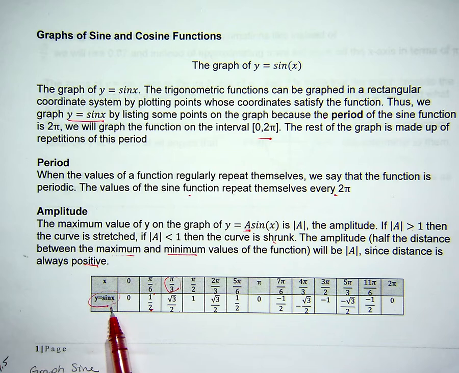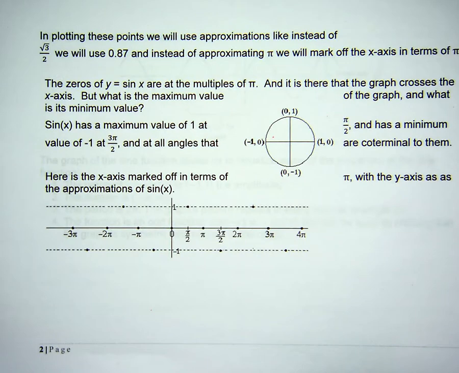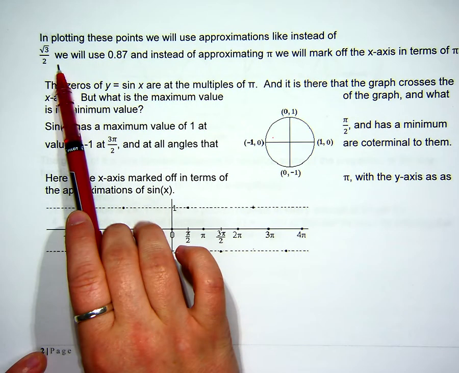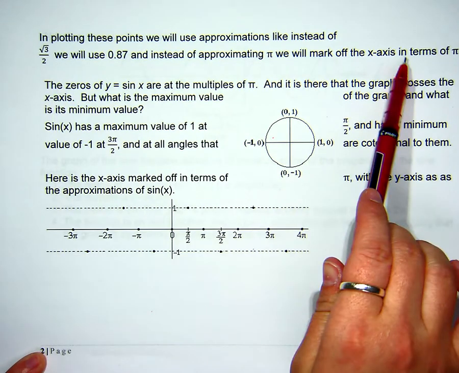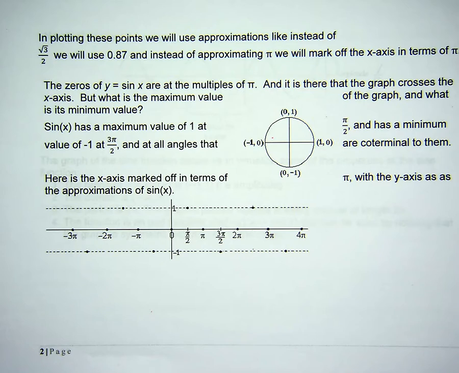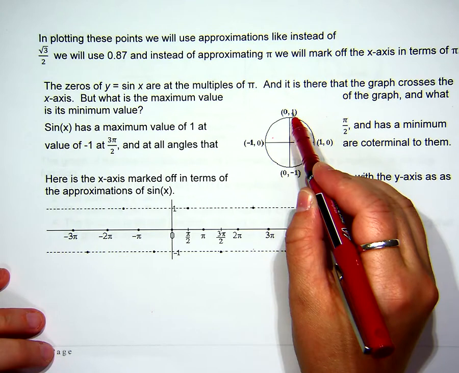One thing to note, and we'll get back to these points in just a moment, is that in plotting these points, we use approximations. For example, instead of square root of 3 over 2, we use 0.87. And instead of approximating pi, we'll mark off the x-axis in terms of pi. So for the unit circle, the sine function, which is the values of y, has a max value of 1 and a min value of negative 1.